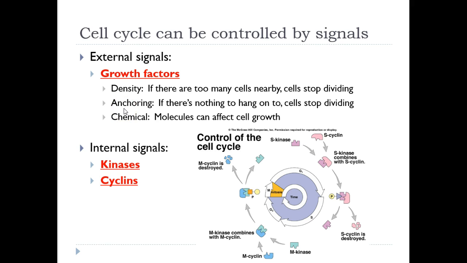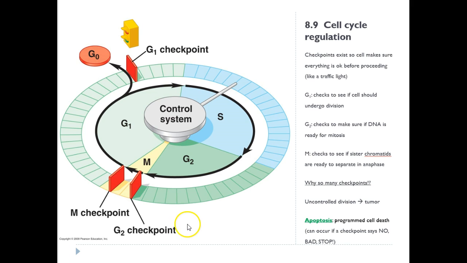Anchoring. The cell has to be attached to something for it to be dividing. If it's not attached to something, let's say it's just floating in liquid, it doesn't grow. Chemicals, there has to be some growth chemicals to say, yes, you can go from one step to the next, and it just is kind of like a speed bump to make sure everything's working correctly. And those speed bumps are called checkpoints.